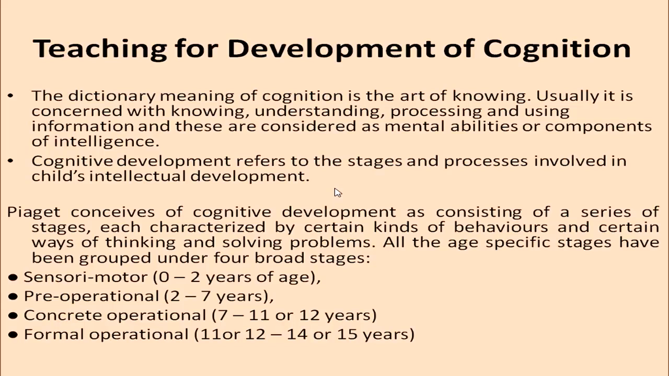Jean Piaget conceived of cognitive development as consisting of a series of stages that he called universal and also sequential, in that they take place in a particular sequence, each characterized by certain kinds of behaviors and certain ways of thinking and solving problems. All the 8 specific stages have been grouped into these 4 broad stages that he talked about. From birth to 2 years of age is the sensory motor development stage, 2 to 7 years is the pre-operational stage, 7 to 11 or 12 years is the concrete operational stage, and 11 or 12 years to 14 or 15 years is the formal operation stage.